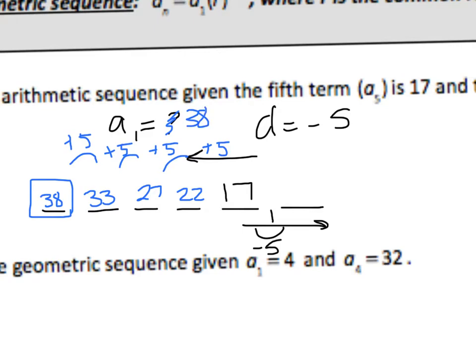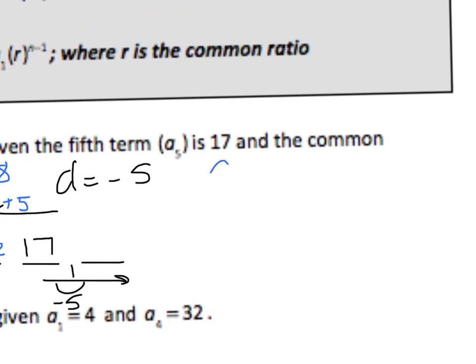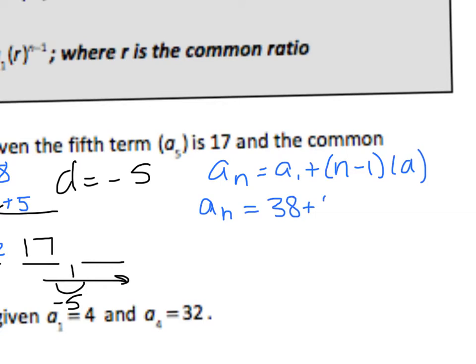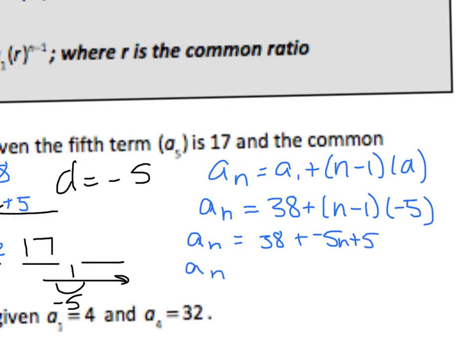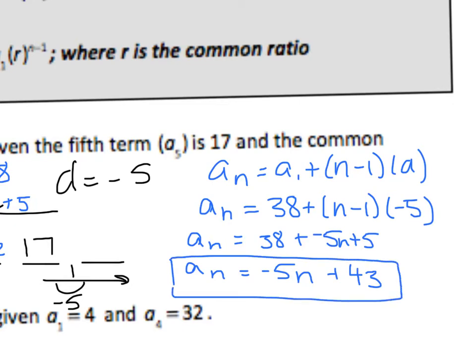So now that I know what my first term is, I can go ahead and write my equation. So a sub n equals a sub 1 plus n minus 1 times d. Okay, so you should get a final answer of -5n plus 43.